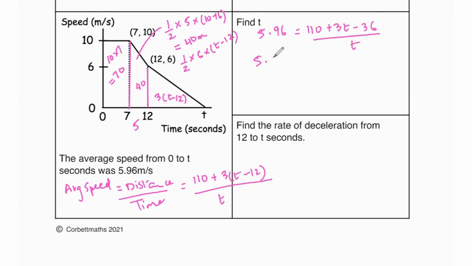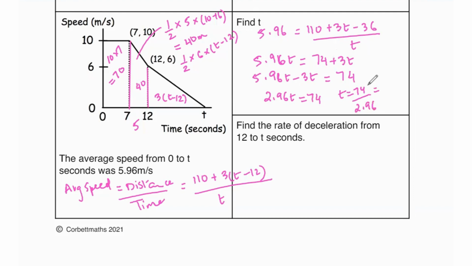Cross multiply. 5.96 times t equals 110 minus 36, which is going to be 74, plus 3t. Move the 3t to the other side, so 5.96t minus 3t equals 74. That's going to be 2.96t equals 74. t is going to be 74 divided by 2.96, and that's going to give us 25 seconds as your value of t.